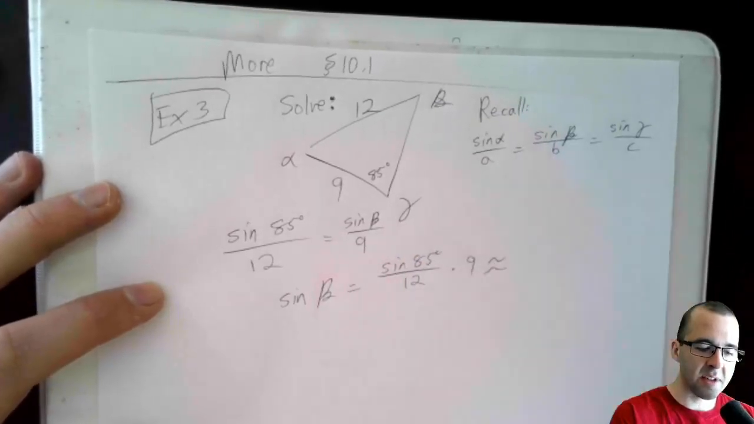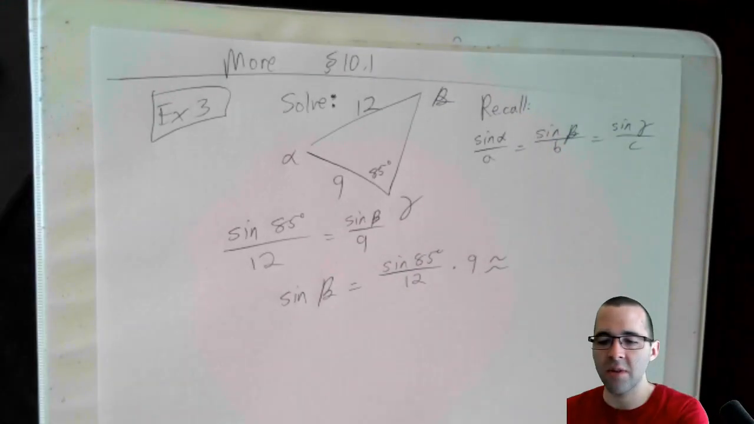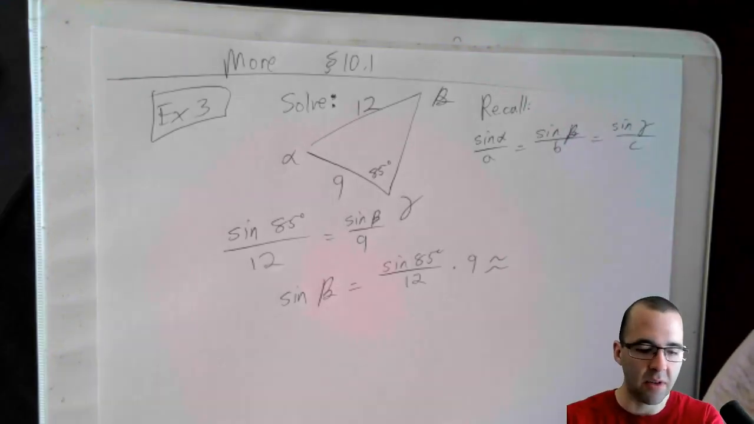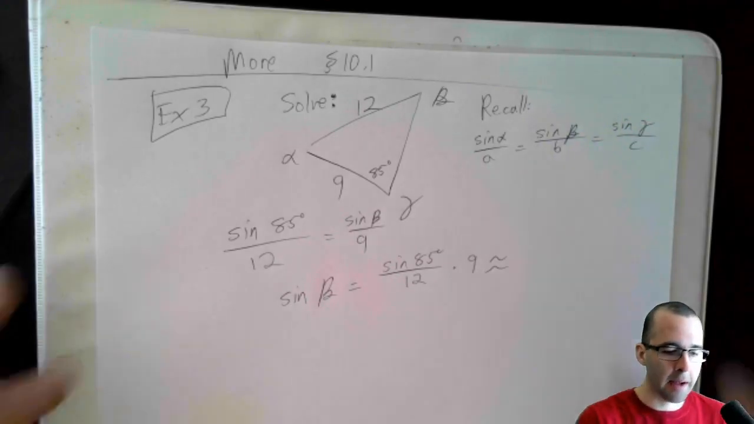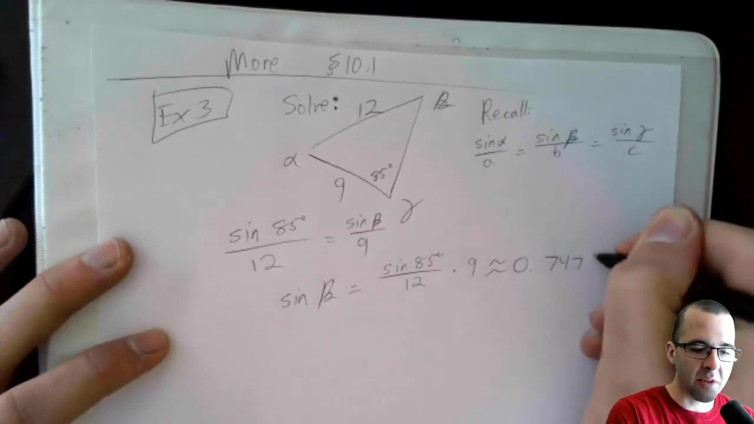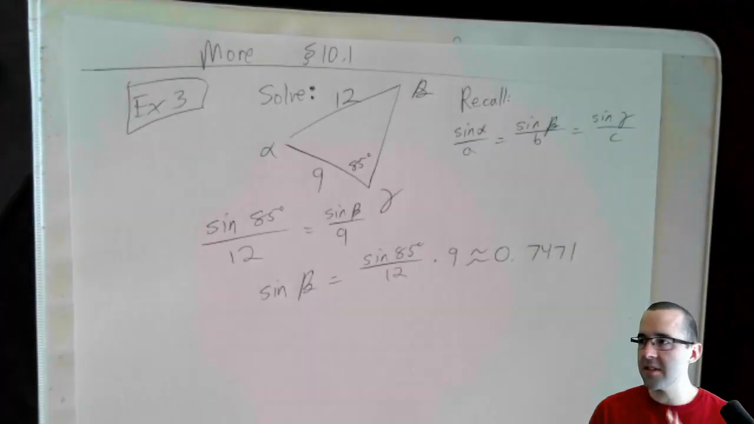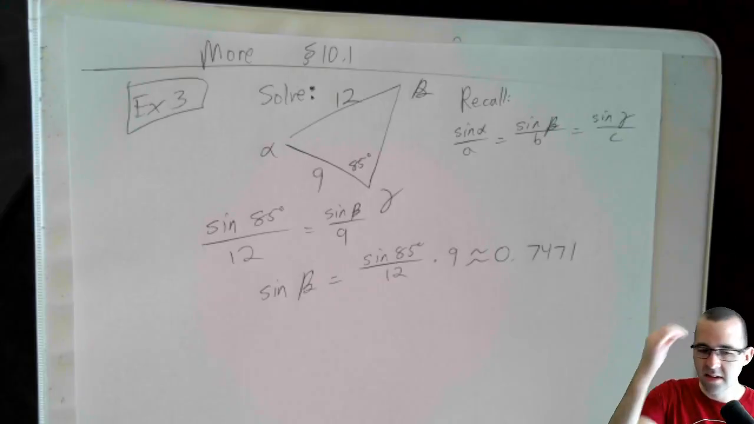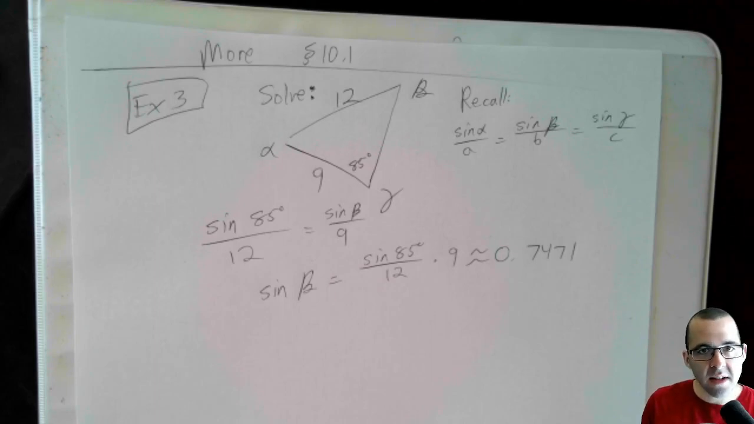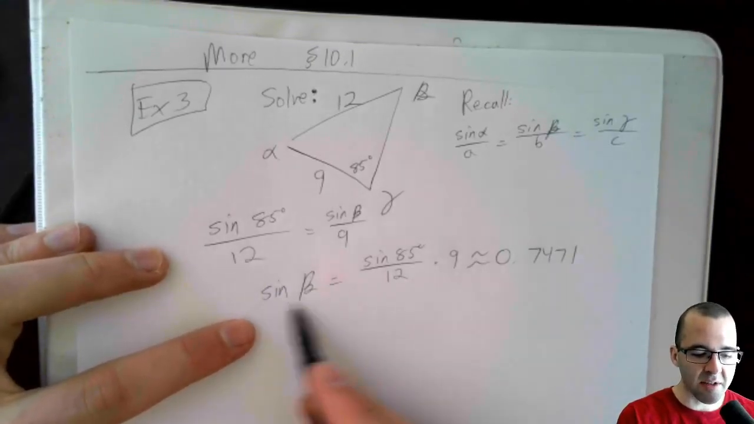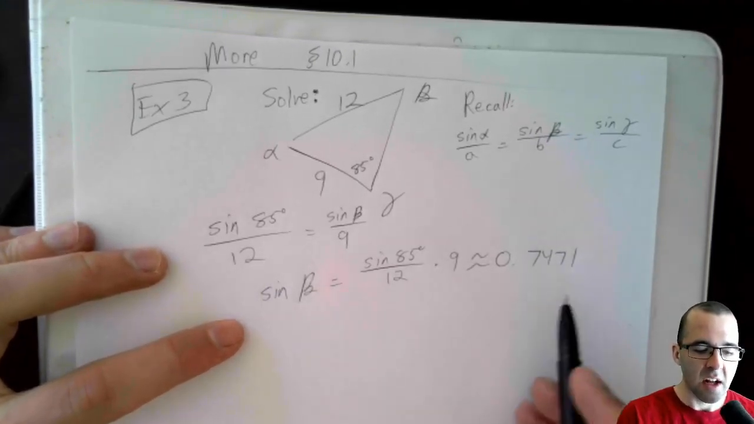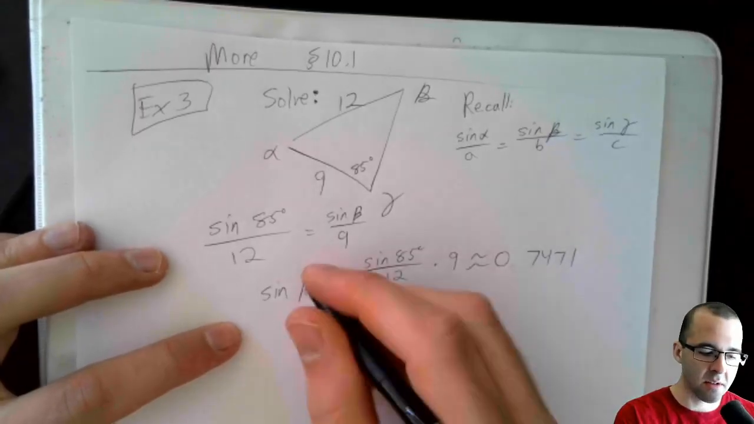And what's that equal to, approximately? If we're trying to solve this, it's a good idea to get an idea of what it looks like. So sine of 85 degrees divided by 12 times 9. That's about 0.7471. Okay, so there is going to be a solution. And the question is, is there one solution that makes sense here? Are there 2 solutions that make sense here? Because as we did in 9.5, there's infinitely many solutions to this equation. The question is, how many make sense for this triangle?